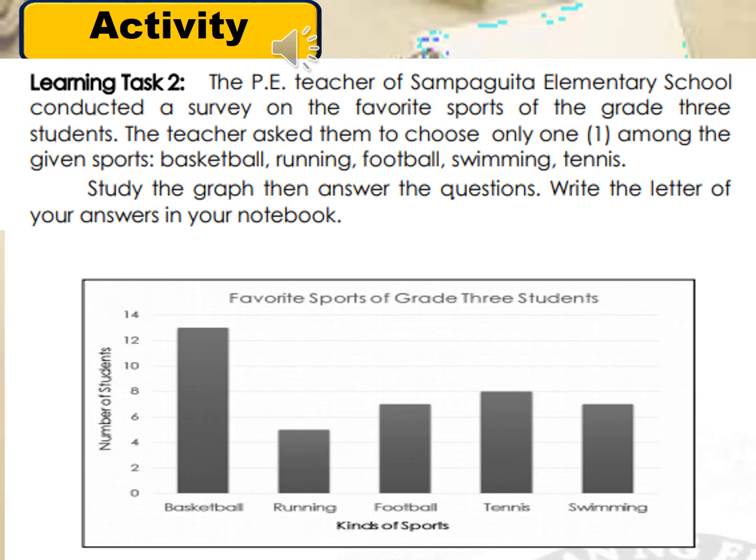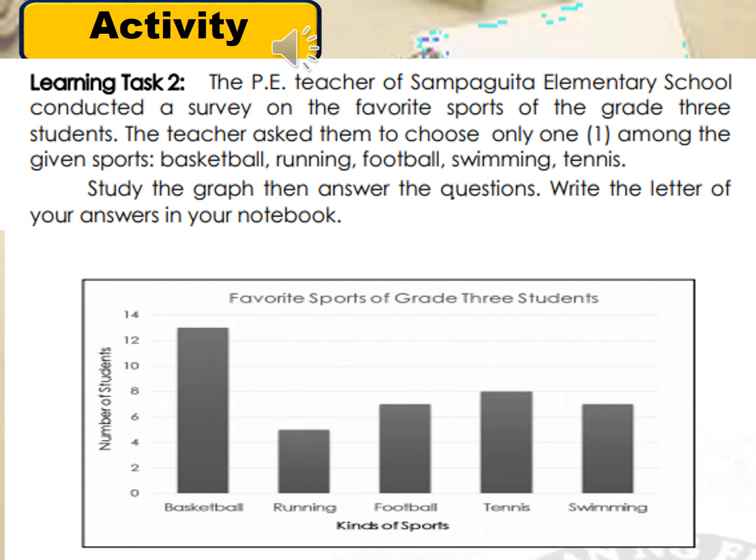Now for task 2. The PE teacher of Sampaguita Elementary School conducted a survey on the favorite sports of the grade 3 students. The teacher asked them to choose only one among the given sports: basketball, running, football, swimming, tennis. Now let's study the graph. Then answer the questions. Write the letter of your answers.